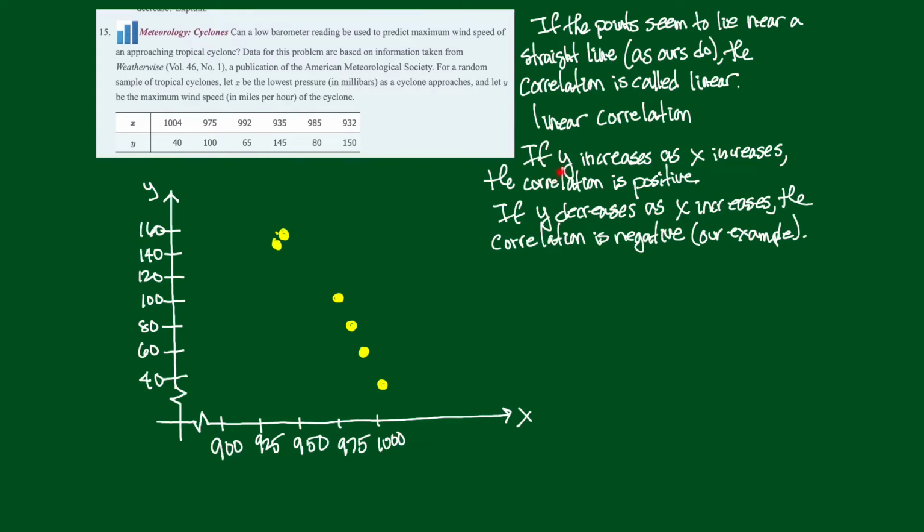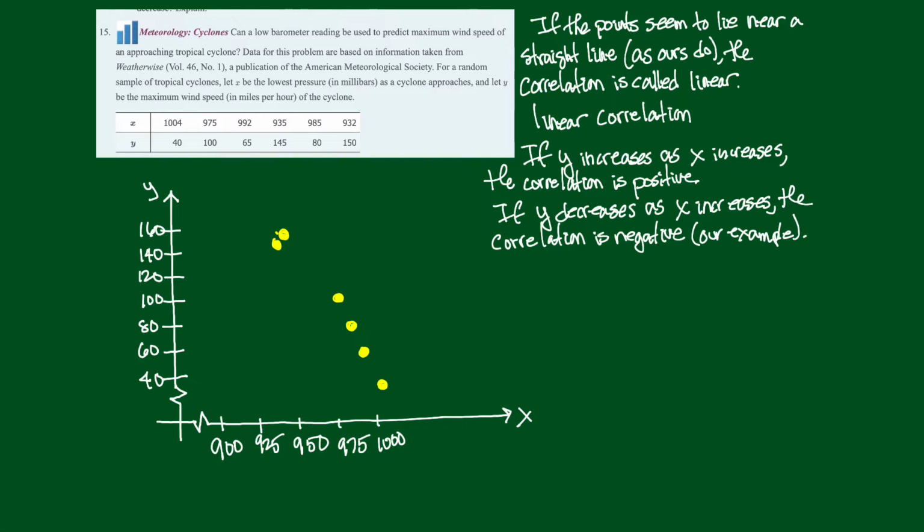Now, if y increases as x increases, now x increases, remember we're going horizontally to the right, and y increases means that we're going vertically up. So look at your picture here. Put yourself kind of at the zeros. If as x increases, the y's are increasing, this is called a positive correlation, like you have positive slope.